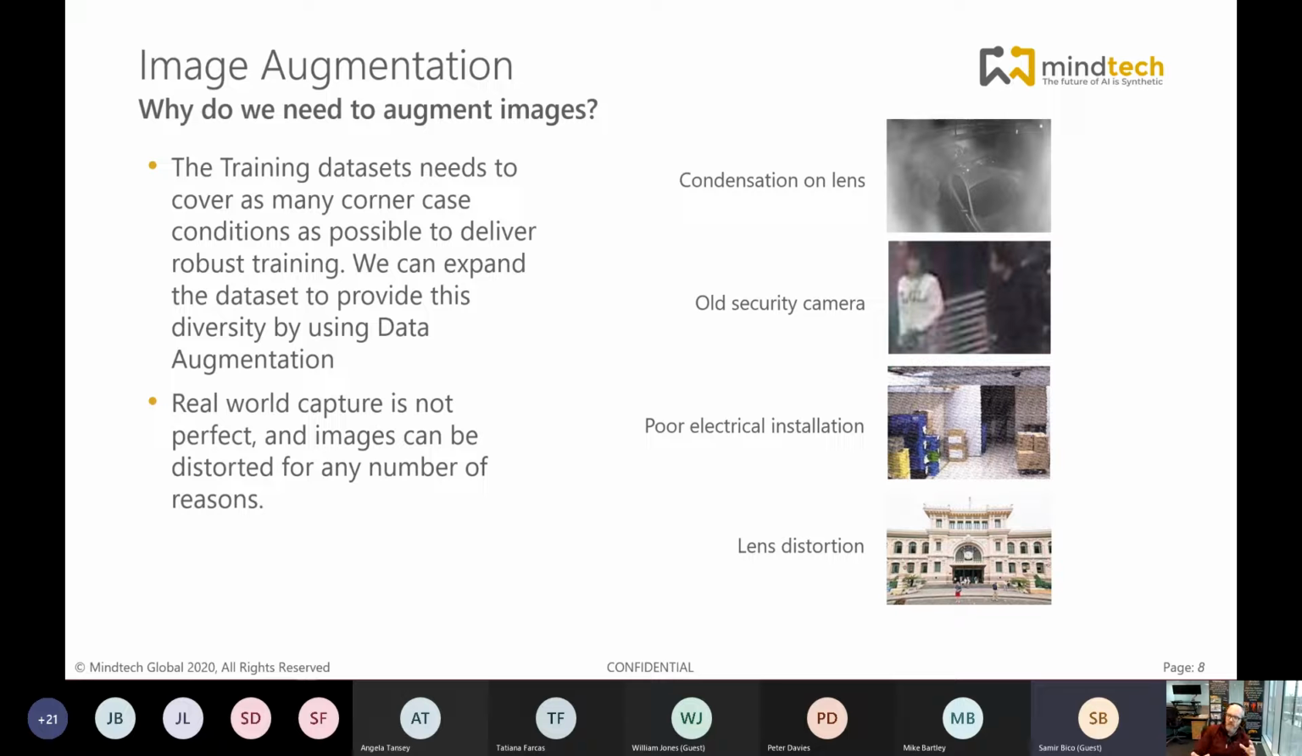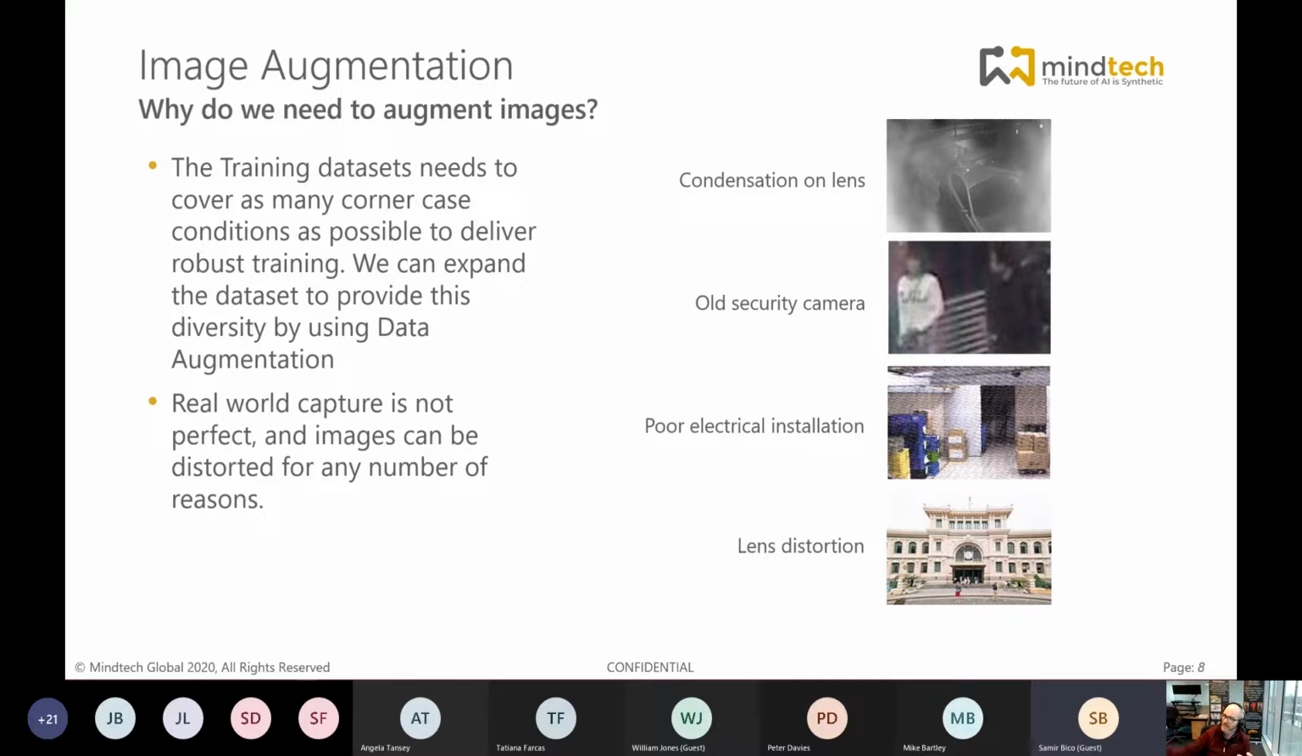Once we have our data set, we're often going to need to add to that. So from our base annotation, from our base data set, we're going to augment that. And there's a number of reasons for this, but basically it comes down to trying to cover as many cases as we can that are going to occur in the real world.